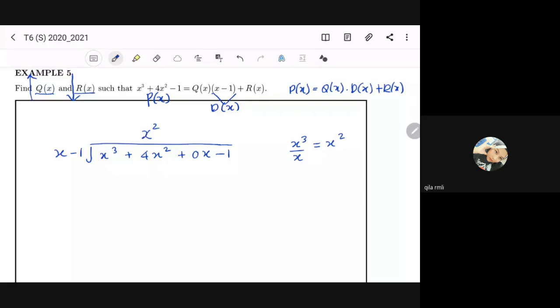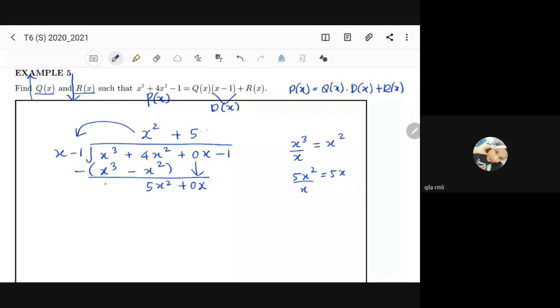Okay, multiply the term with the divisor. So we will get x cubed minus x squared. We subtract. So we will get 0 for the first term. And next, 5x squared. Bring down 0x. Next, 5x squared divided by x, we will get 5x. So next term for the quotient on the top is 5x.